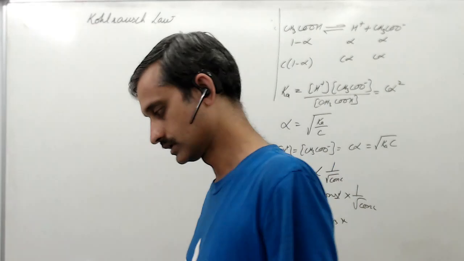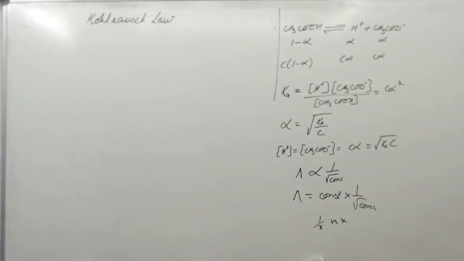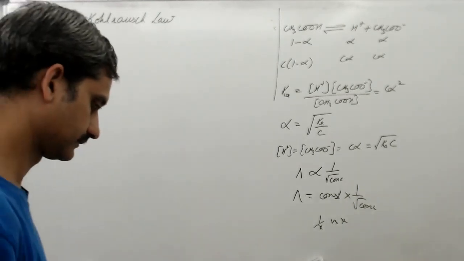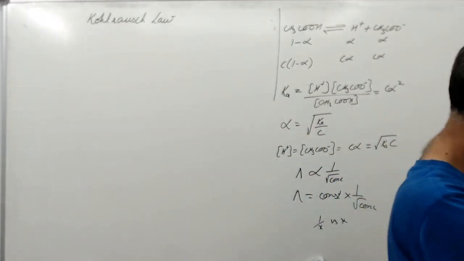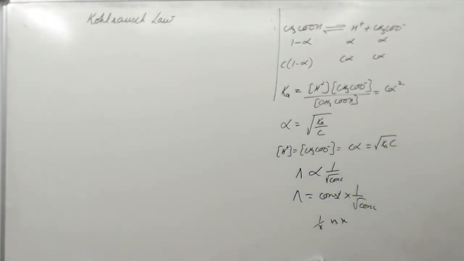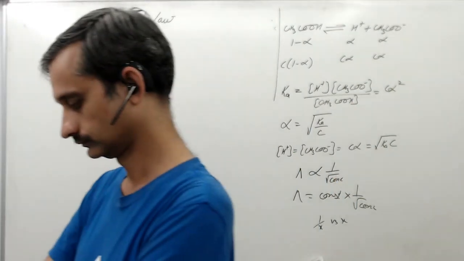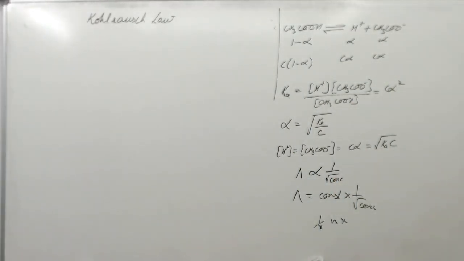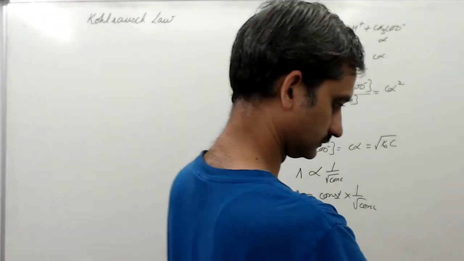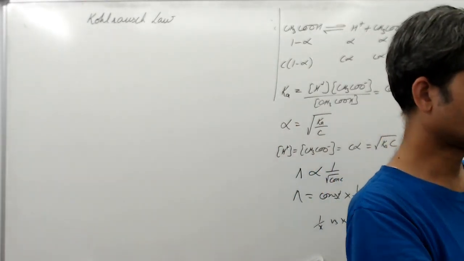Write the Kohlrausch law of independent migration of ions. Write the statement.